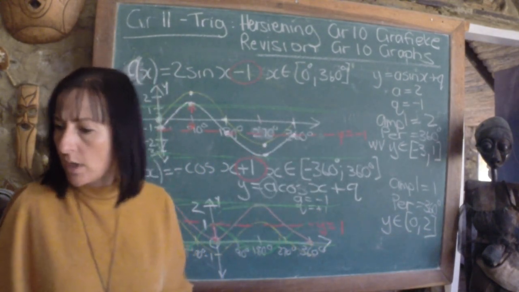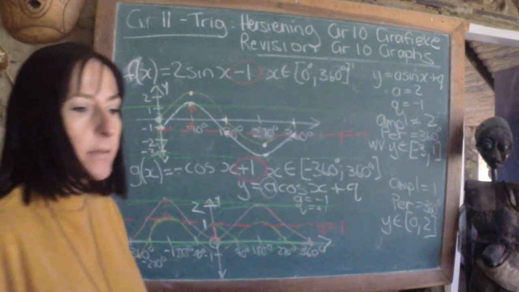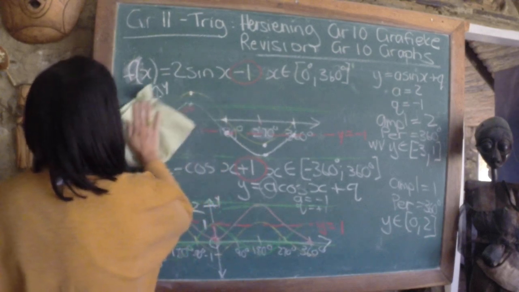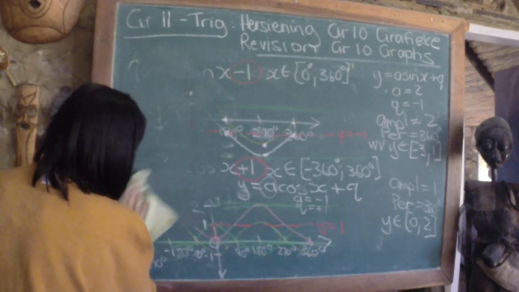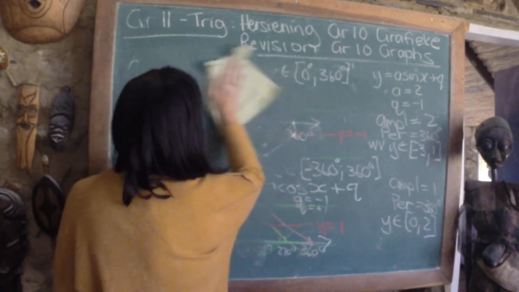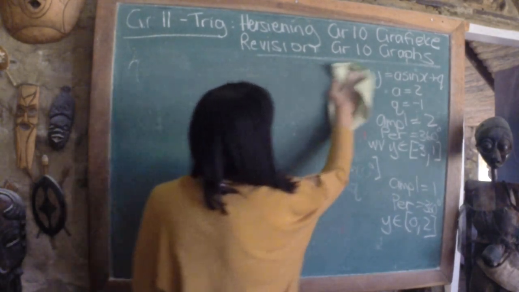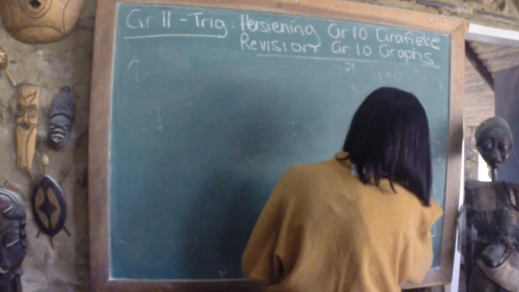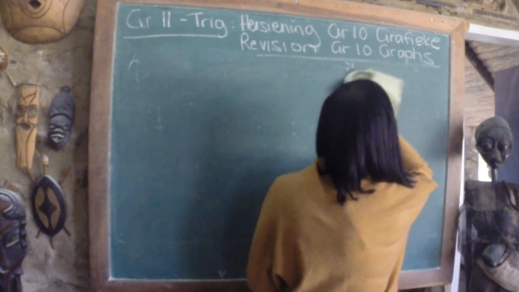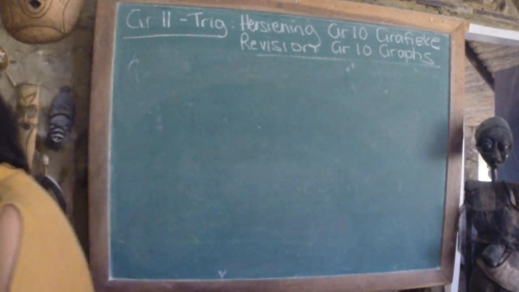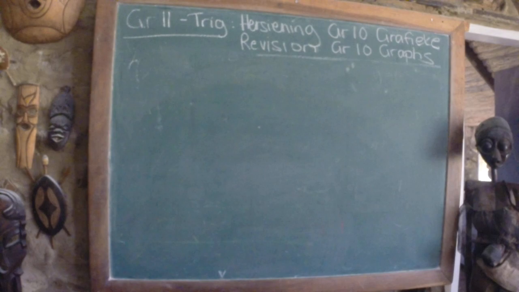Let's quickly look at a tan function, one more little exercise with a tan in, and then you can revise grade 10 work again. This was a cos and a sine revision exercise from grade 10. Let's quickly do a tangent, the more complicated one, the trig function with the asymptotes.